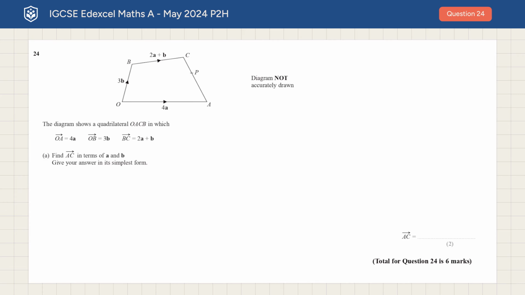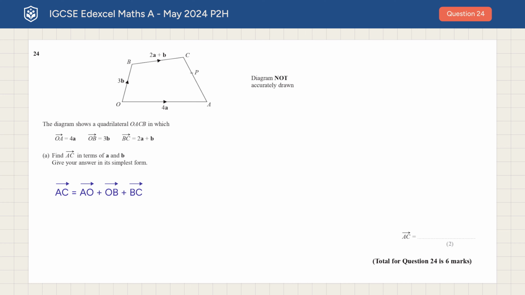To get from A to C, we need to follow a roadmap using the paths we already know. A clear route would be to go from A back to the origin O, then from O to B, and finally from B to C. So our equation is vector AC equals AO plus OB plus BC.